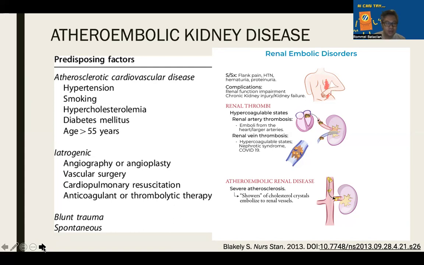ACE inhibitors or ARBs are also given because of the loss of the podocytes. So therefore you want to minimize proteinuria. So that's why you give ACE inhibitors or ARBs. So that's for glomerulonephritis. Now let's go to vascular again.